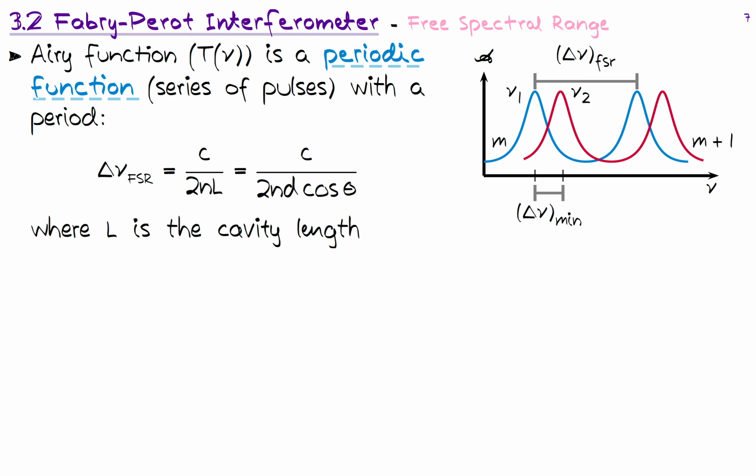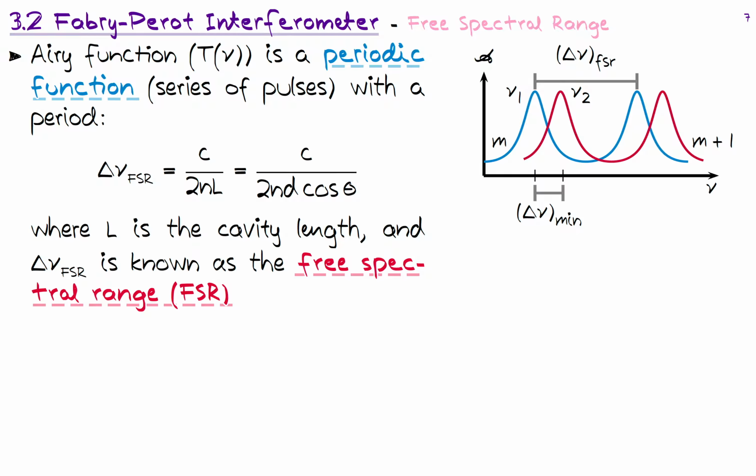So L is basically the cavity length. This variable, delta nu FSR, is known as the free spectral range. And what it physically tells us is the separation between the subsequent pulses. So this is basically how a single Airy function gives out what kind of peak we are getting, and then the free spectral range tells us how far apart these subsequent peaks are.